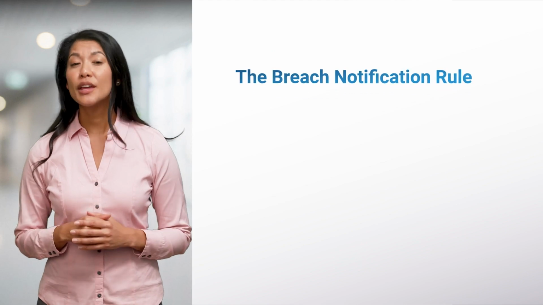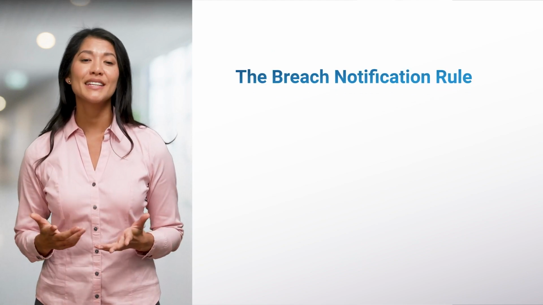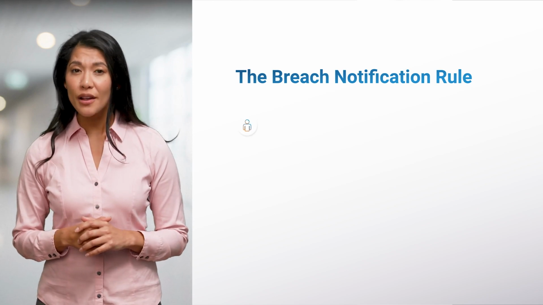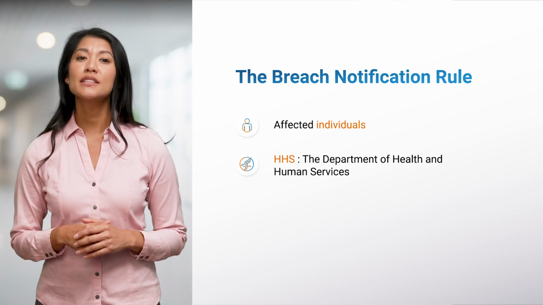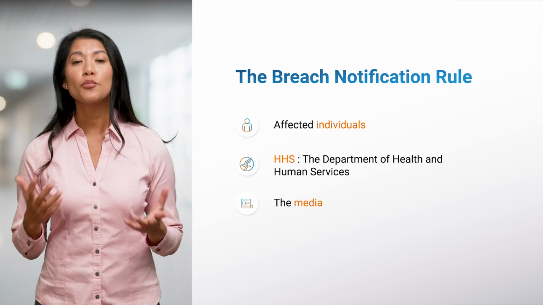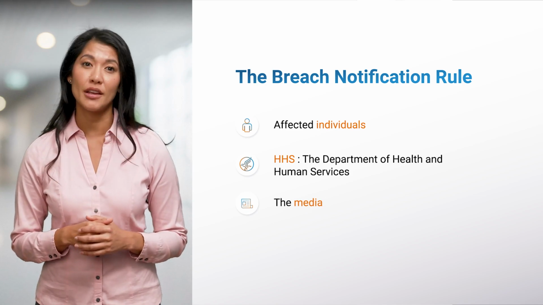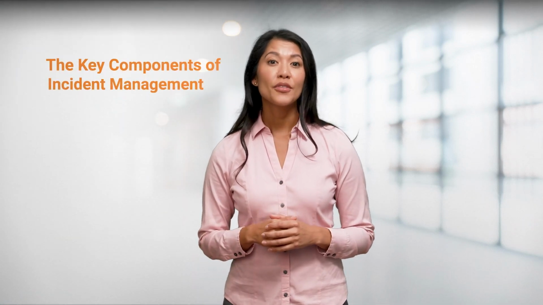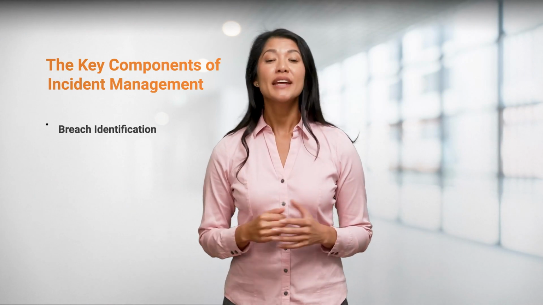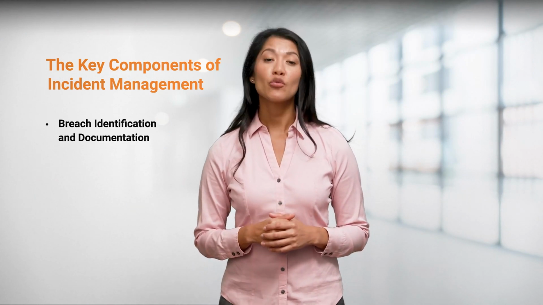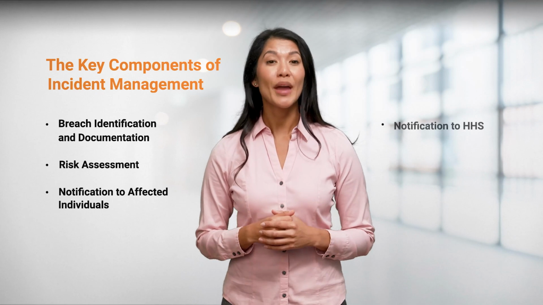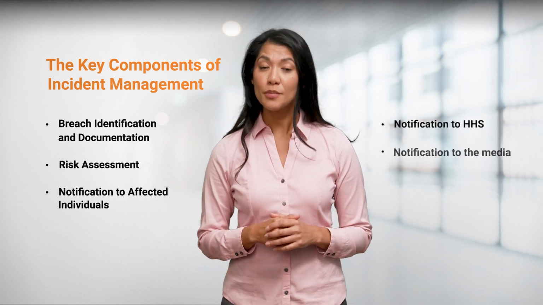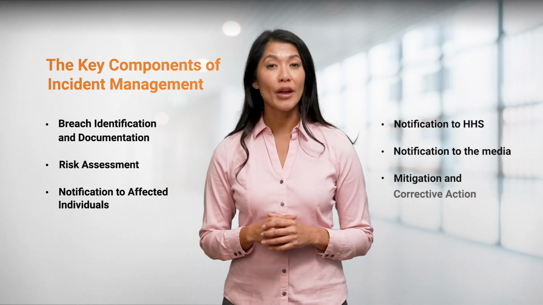The HIPAA Breach Notification Rule requires covered entities and their business associates to notify affected individuals, the U.S. Department of Health and Human Services, HHS, and in certain circumstances, the media, of a breach of unsecured protected health information, PHI. The key components of incident management include the following 6 components: breach identification and documentation, risk assessment, notification to affected individuals, notification to HHS, notification to the media, and mitigation and corrective action.